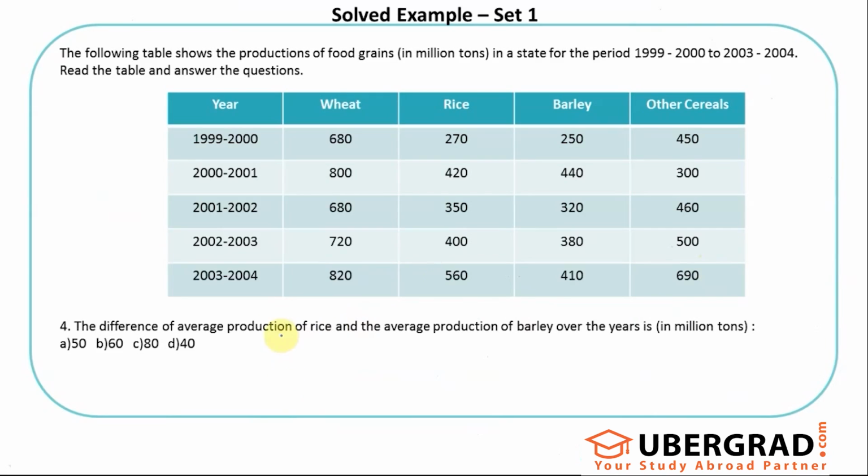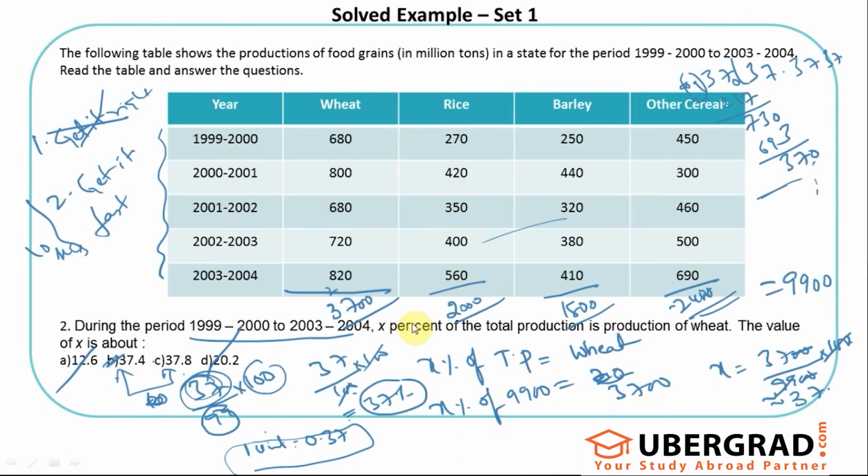The difference of the average production of rice and the average production of barley over the years is, right? So I need to find the average. This is focusing on the average production of rice. I already know this is 2000. If you remember, I have calculated the values here. 2000, and barley is 1800.